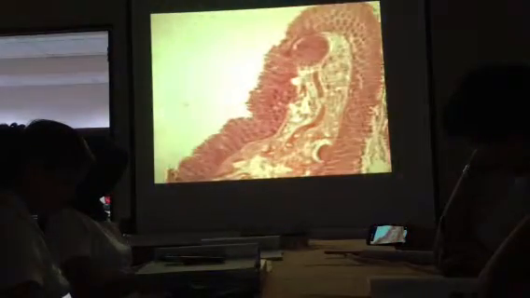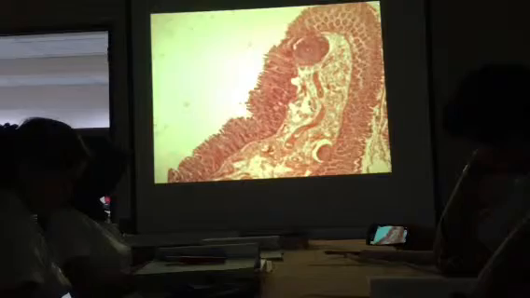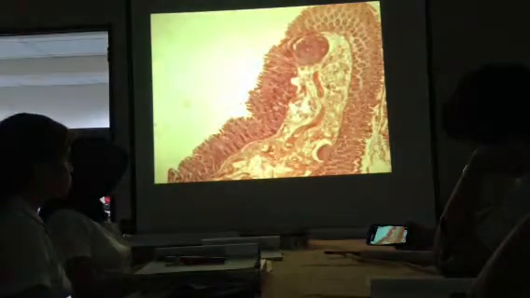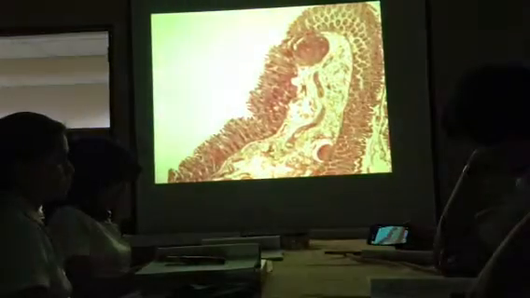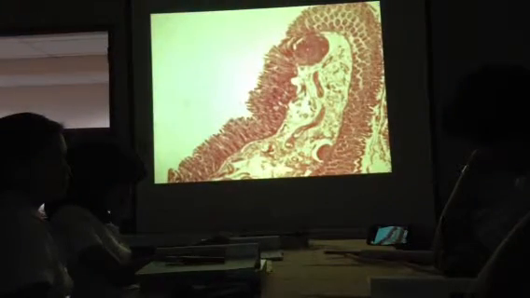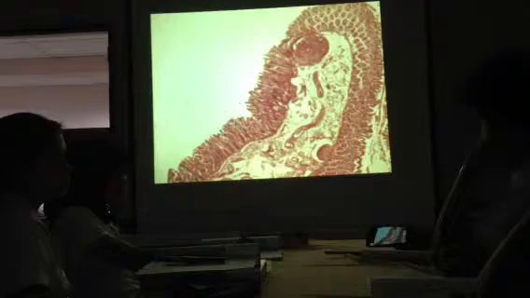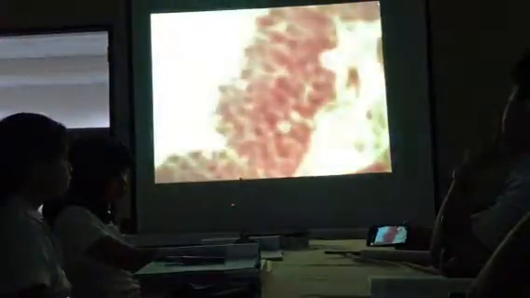So now, for next slide, colon or large intestine. Are you able to see any villus? Wala. So that should be your identifying feature. Major difference between the histology of the small and the large intestine. You will not be able to see any villus in the large intestine.